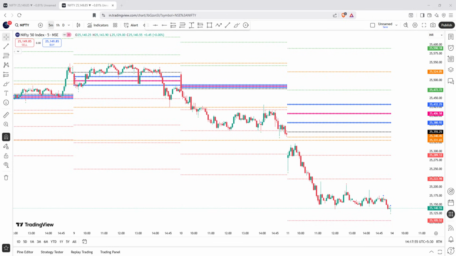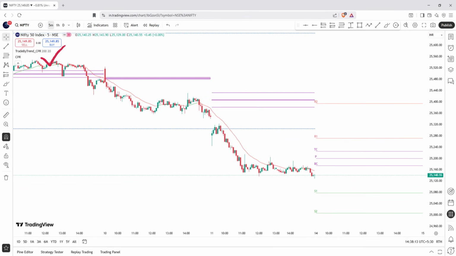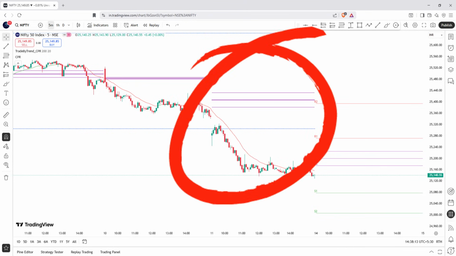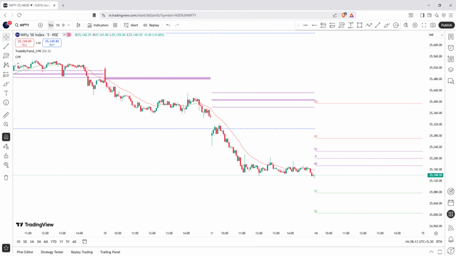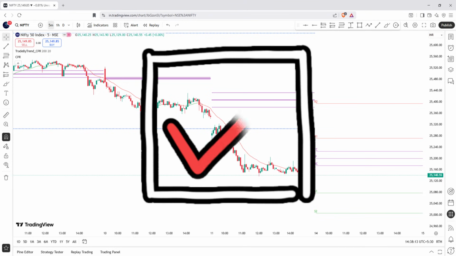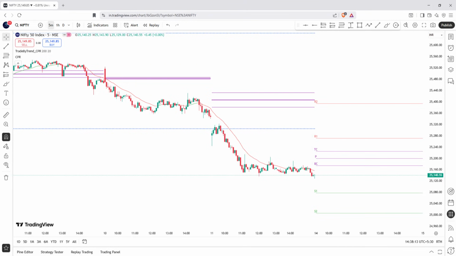But don't worry, you don't need 10 indicators. You just need the right two. Yes, only two. And both are completely free. One shows clear CPR levels for today, the other shows CPR for tomorrow. And the best part is they are super clean and really easy to use. No extra lines, no mess, no confusion. Just the key levels you actually need for your trades.